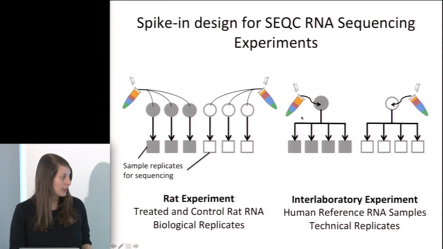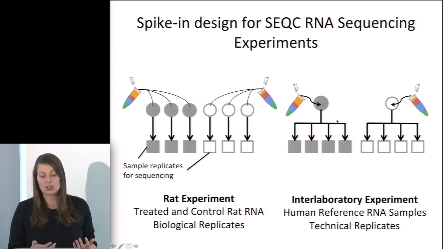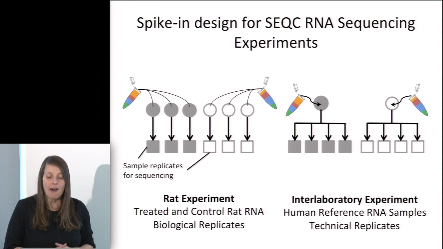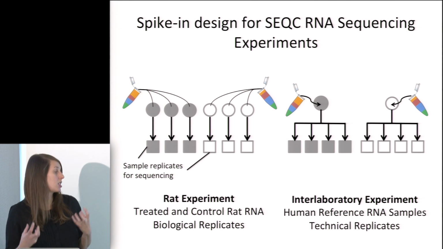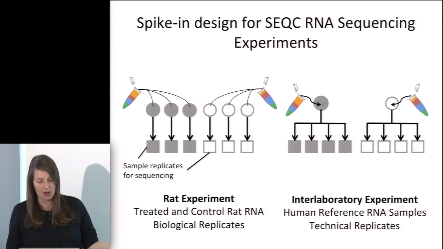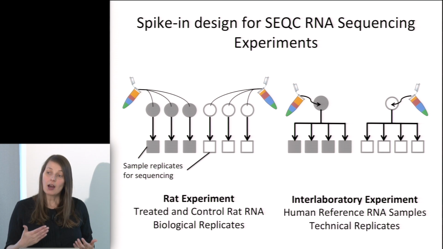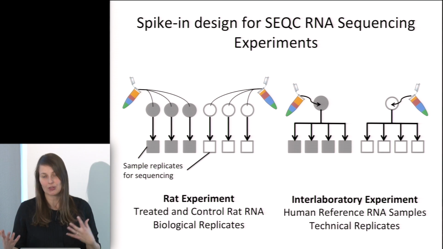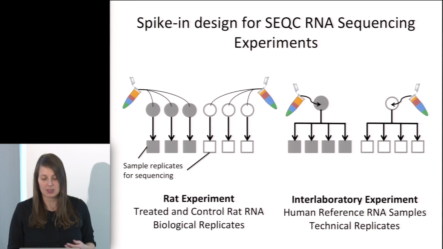In the interlaboratory experiment, the design used human reference RNA samples that are commercially available, and a large batch of each type of RNA was spiked. And then those samples were distributed into many, many aliquots and shared amongst multiple laboratories. So now I'll go through and discuss each of those 4 figures for the ERCC dashboard for these 2 different types of experiments.